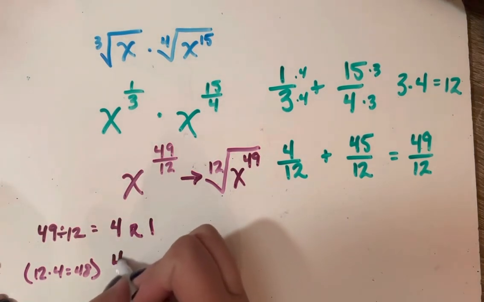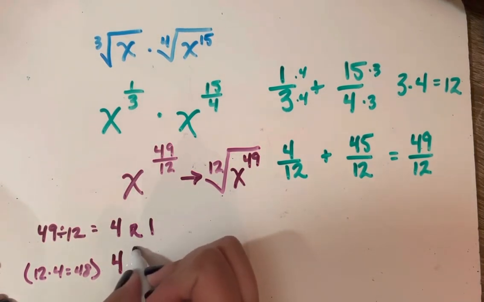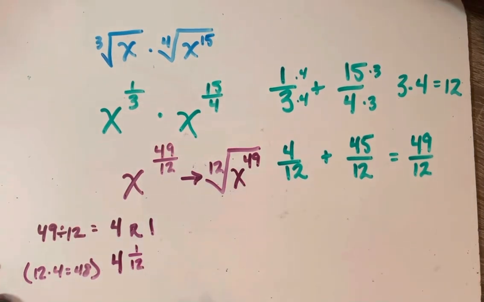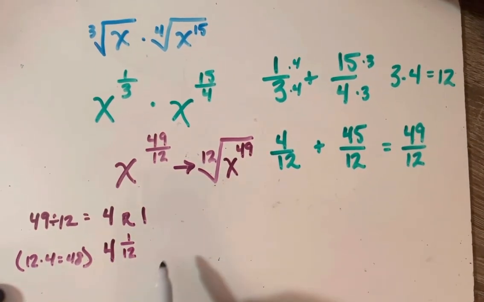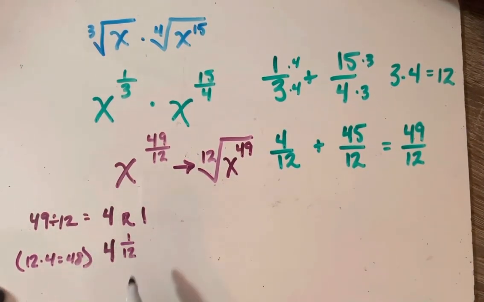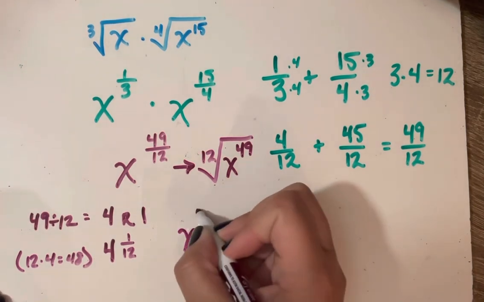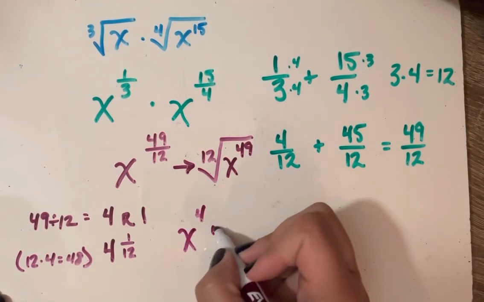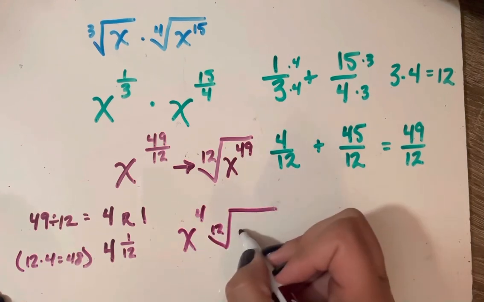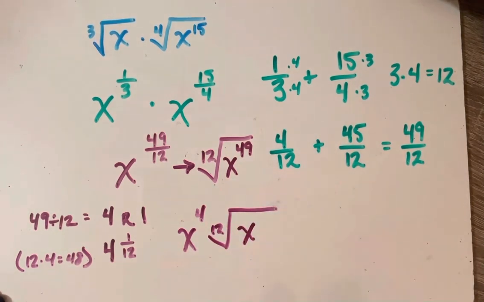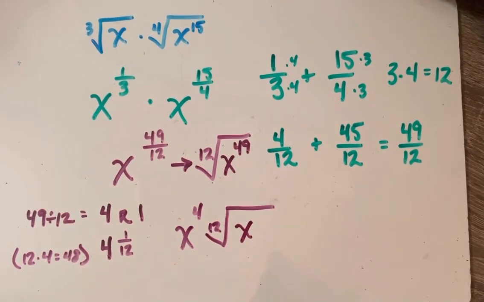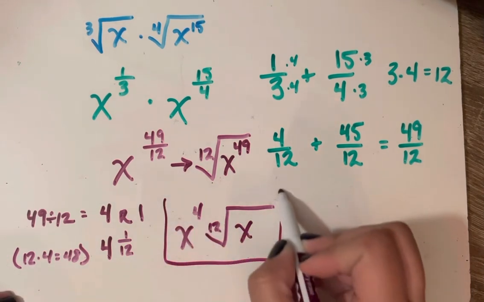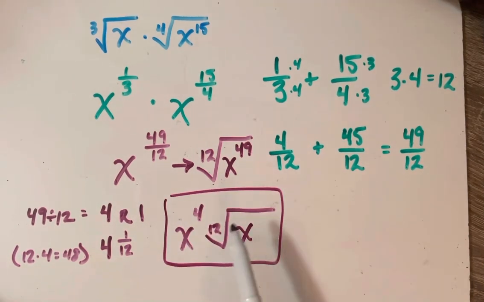Or you might think of this as 4 with 1/12 remaining. So that helps me here because I know that I can take out x to the 4th power, and then I have the 12th root of x to the 1st, or just x remaining. So this would be my fully simplified radical form of combining these two radicals.